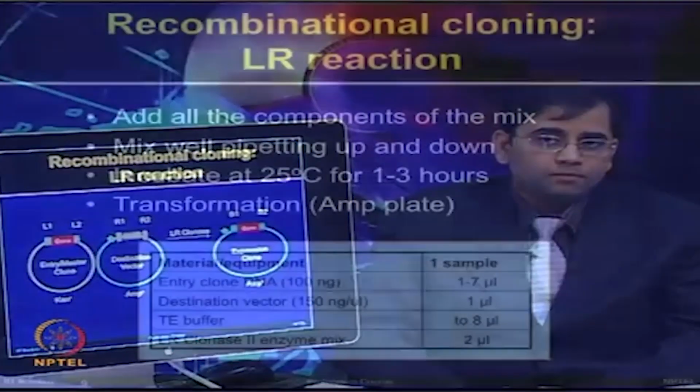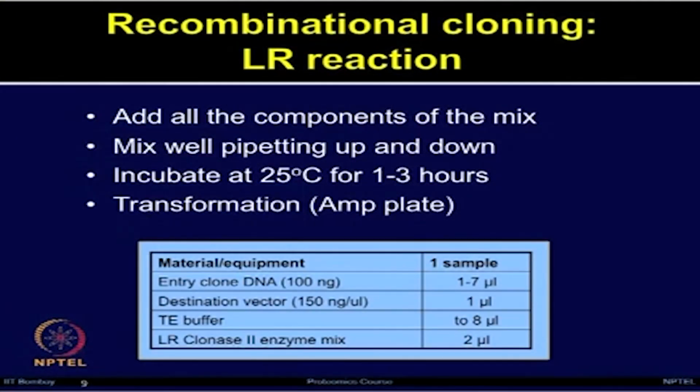Once this reaction is completed, then reaction mix can be plated on the ampicillin plate, and since the vector contains ampicillin resistant gene, it can be screened on the ampicillin plates. Now, let us discuss the recipe for LR reaction. What are the components required? Again, to perform the experiment in the laboratory, one needs to take the entry clone DNA obtained from the BP reaction, around 100 nanogram will be optimal.